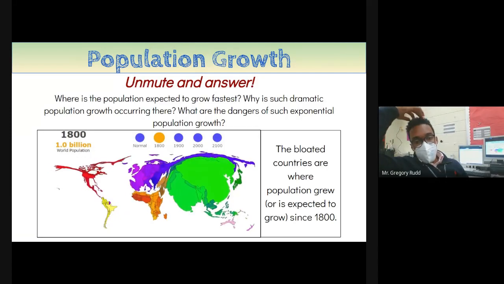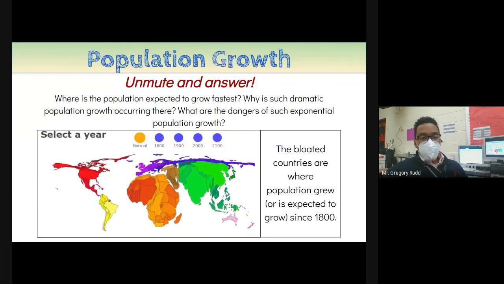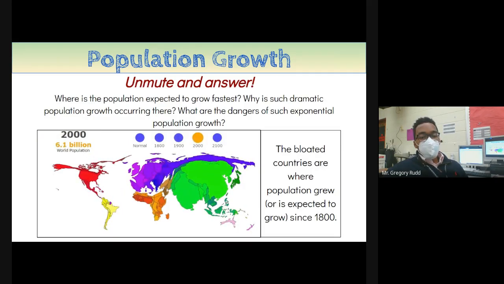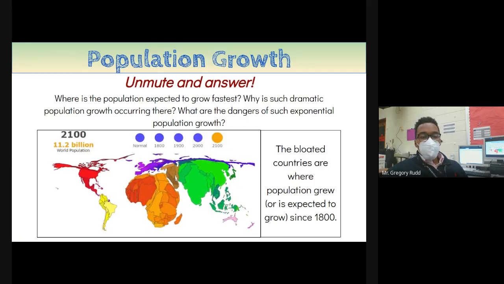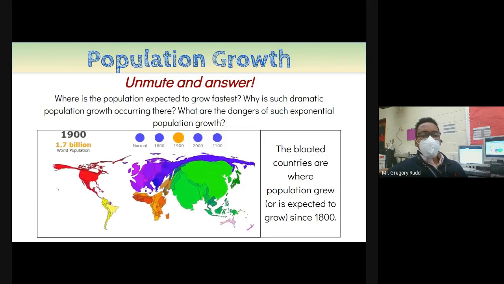So we can see that in the past 200 years, 1800, 1900, and even up till now in the 2000s, the green countries have experienced a lot of growth. That's why they're so bloated. That's why they look so swollen. They're taking up a huge portion of the map. What are those green countries? What region of the world is that?